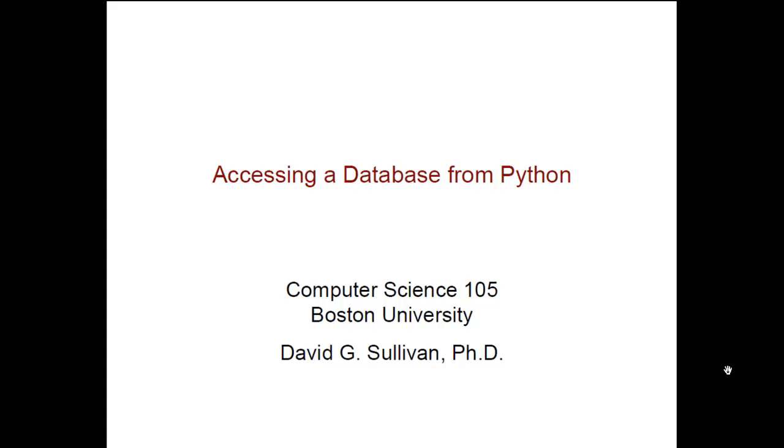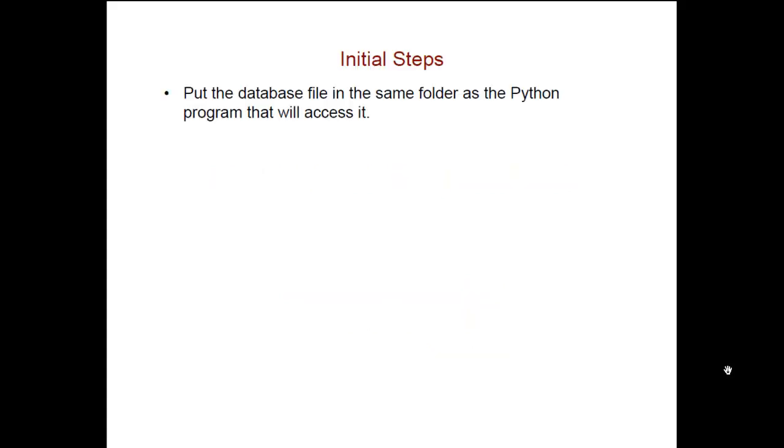In this video, we're going to see how we can use a Python program to access a database. We're going to be using a database that was created for SQLite, but you could use one for another relational DBMS as well. Most of the steps I'm going to show you will be the same, regardless of which DBMS you are using. Now, in SQLite, it's important that the database file, the SQLite file, be in the same folder as the Python program that you're going to use to access it.